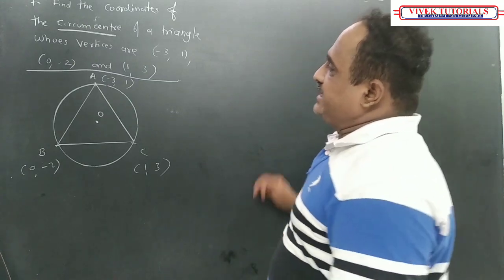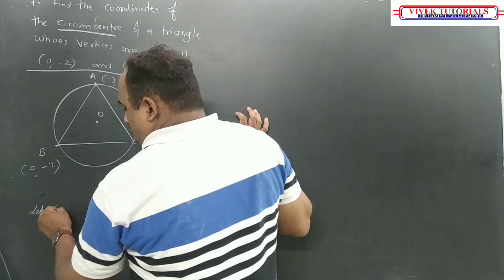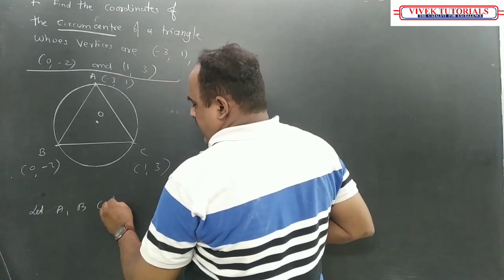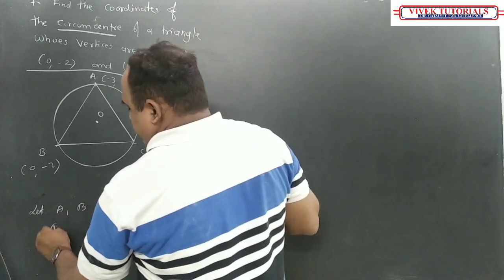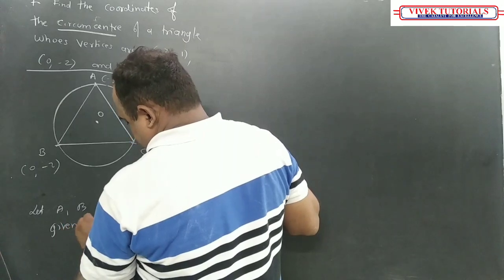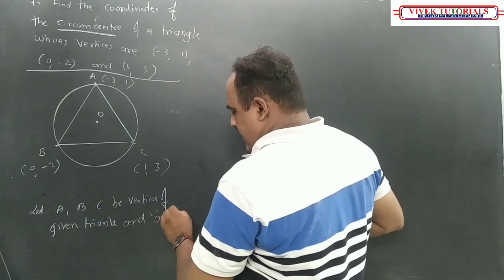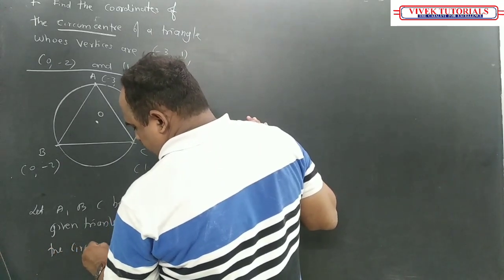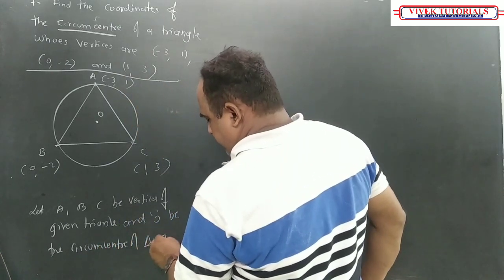Now, in this case, let A, B, C be the vertices of the given triangle and O be the circumcenter of triangle ABC.